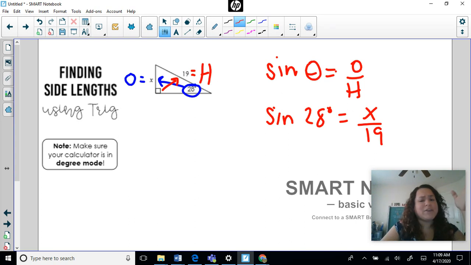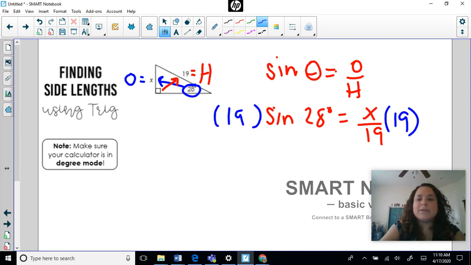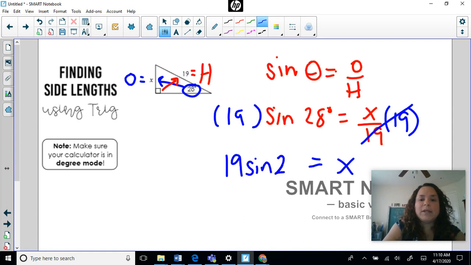So this problem is very simple to solve. You're trying to get the X by itself. Notice that the X is being divided by 19. So think of, how do you undo division? Yes, multiplication. So since we're dividing X by 19, we're going to multiply both sides by 19. Okay, so we're going to show that. Times 19 to both sides. On the right side, the 19s are simplified to just give you X, and then we have 19 sine of 28 degrees.